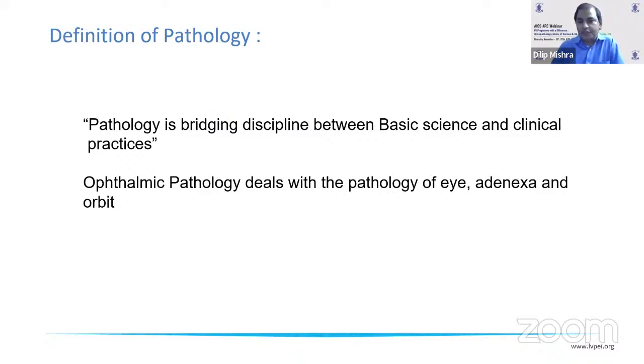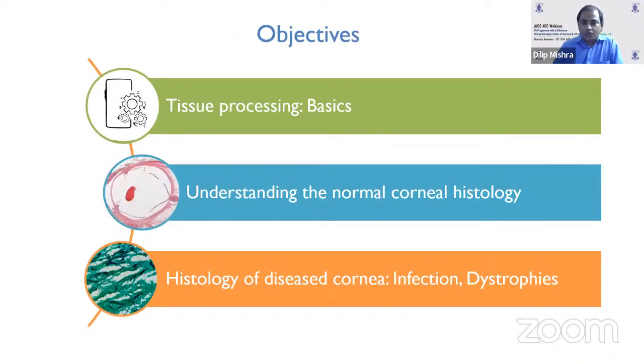During MBBS time, you must have learned this definition. Pathology is a bridging discipline between the basic science and clinical practice, whereas ophthalmic pathology deals with the pathology of eye, adnexa, and orbit. The aim of this presentation is to know about the basics of tissue processing. Then I'm going to discuss the normal corneal histology. And after that, I compare normal histology with infection and dystrophies of cornea. So these are the three main aims of this presentation.